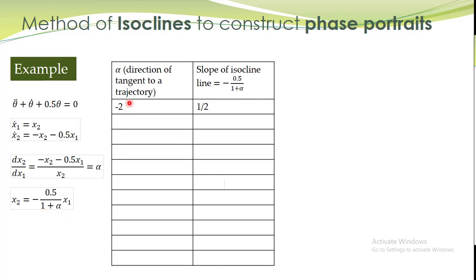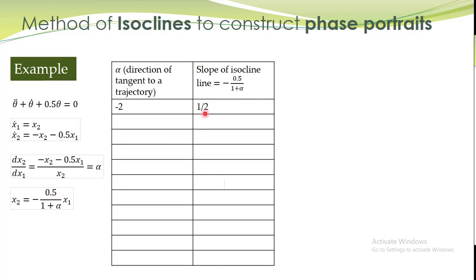I have taken some values in a particular way. Why in that way? Because that will help me to draw the lines very easily. So I have taken alpha equal to -2, and for this value of alpha, what is the slope of this line? Slope of isocline, slope of this straight line. It comes out to be equal to 1 by 2, 0.5. Here 1 minus 2 is -1, so that negative sign is cancelled out with this negative sign. So slope comes out to be equal to 0.5.